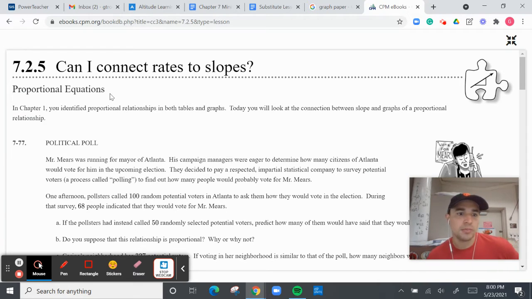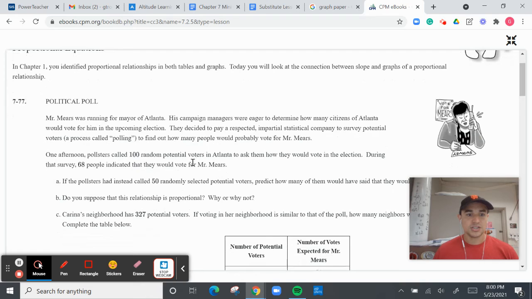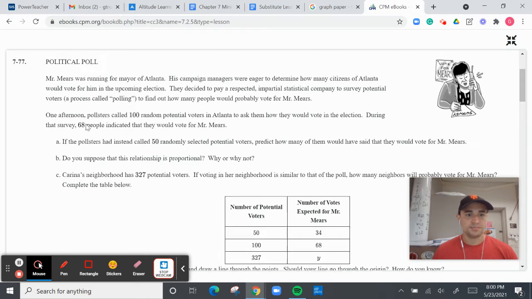There's a few things you probably know about proportional equations. It has to start at 0, 0 on the graph. And there's a strict relationship in terms of the growth. It's constant. So let's say 7-77.